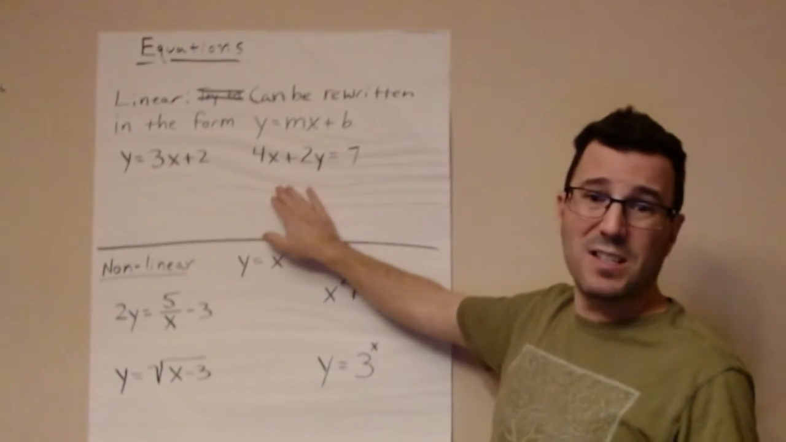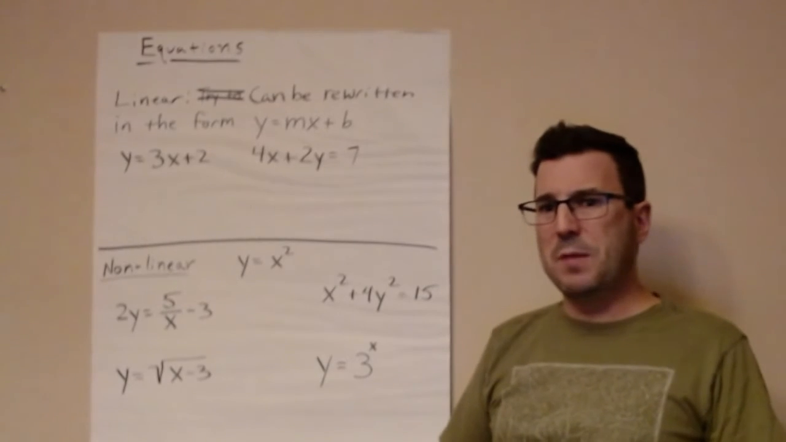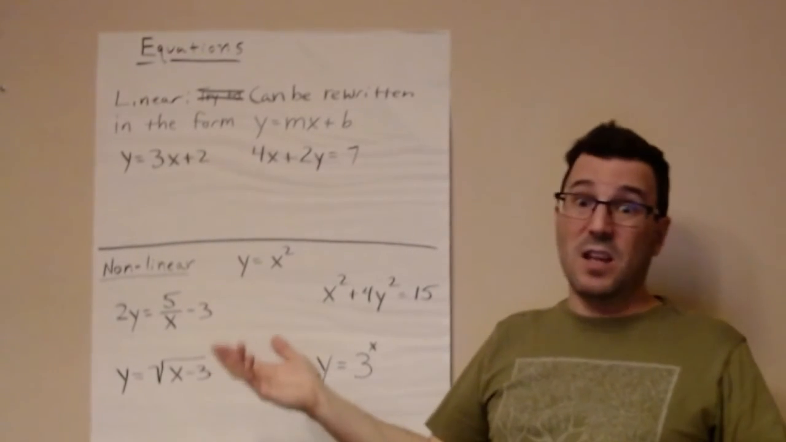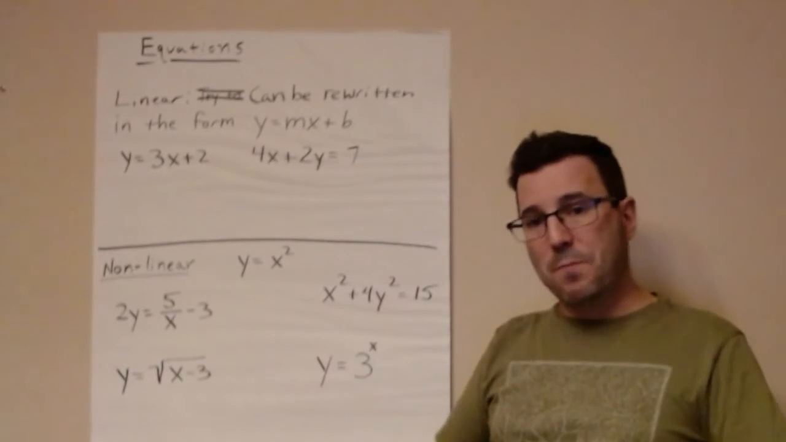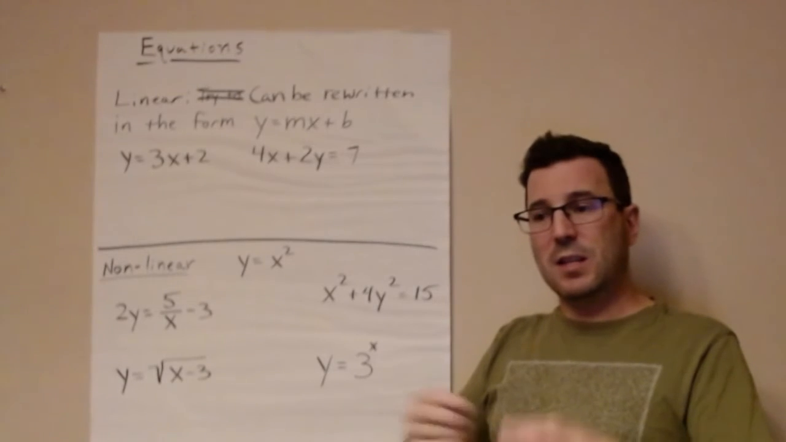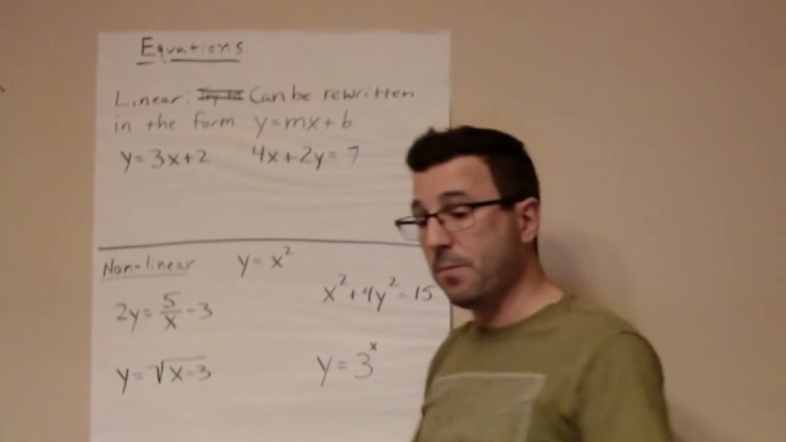This one is in standard form. And so when we look at it at first, we might be like, oh, that's not in y equals mx plus b form, so I guess it's not linear. But the big thing is go and look at it and say, can I rearrange this in such a way that I now have it in y equals mx plus b form?